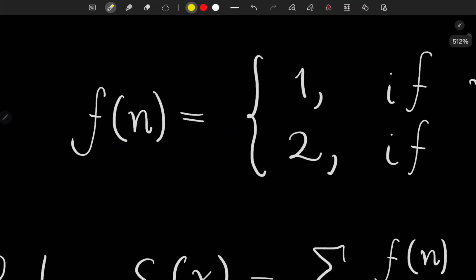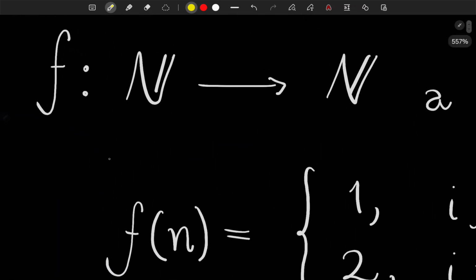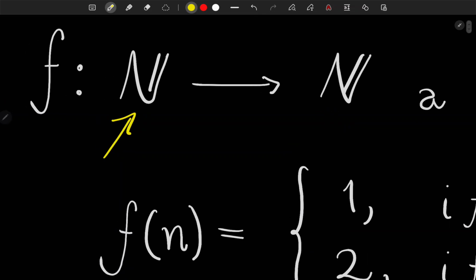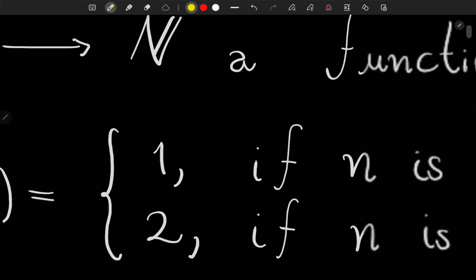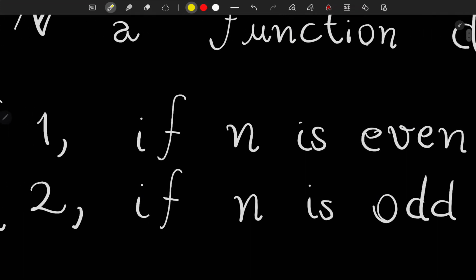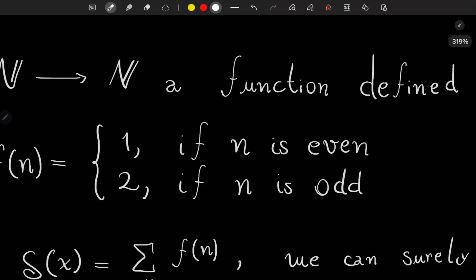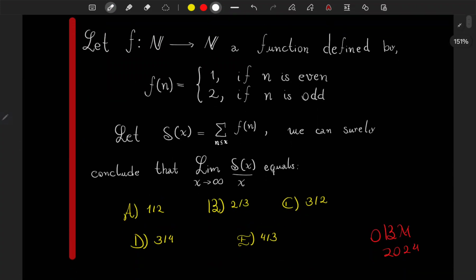And what is f of n? f of n is a function defined from the naturals to the naturals. So it means that only a natural number can go in the input, and as the output we can get either 1 or 2: 1 if n is an even number, and 2 if n is an odd number. So therefore, this is our problem.